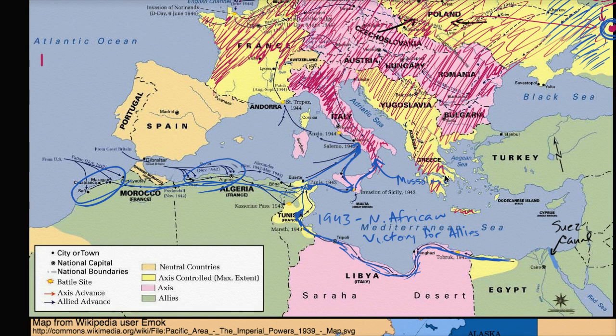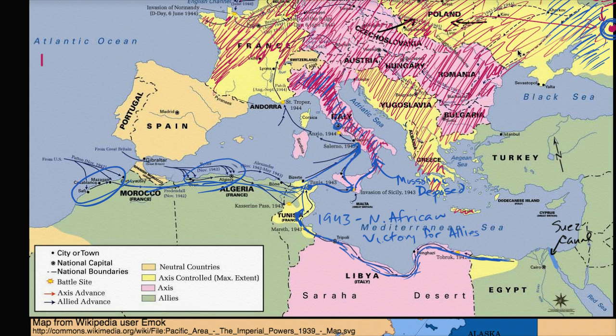So you have Mussolini is deposed. My handwriting isn't so nice. Mussolini is deposed. And when you get to September of 1943, Italy formally surrenders to the Allied powers.